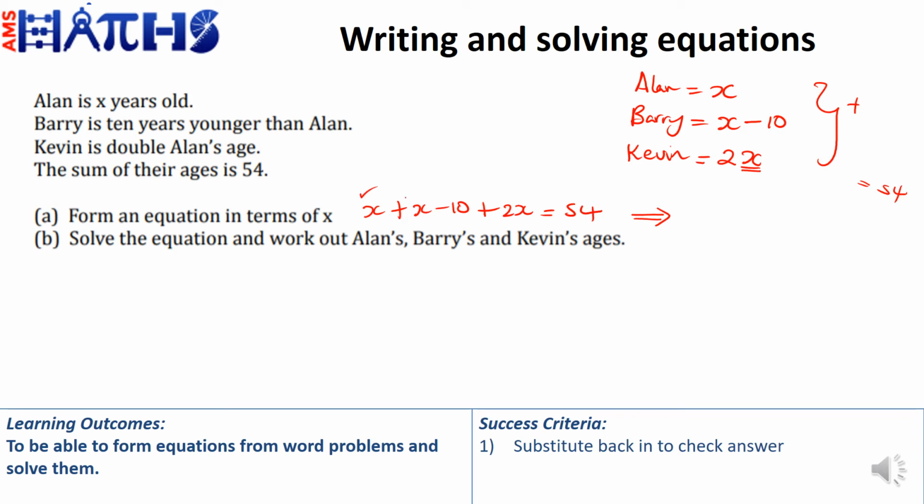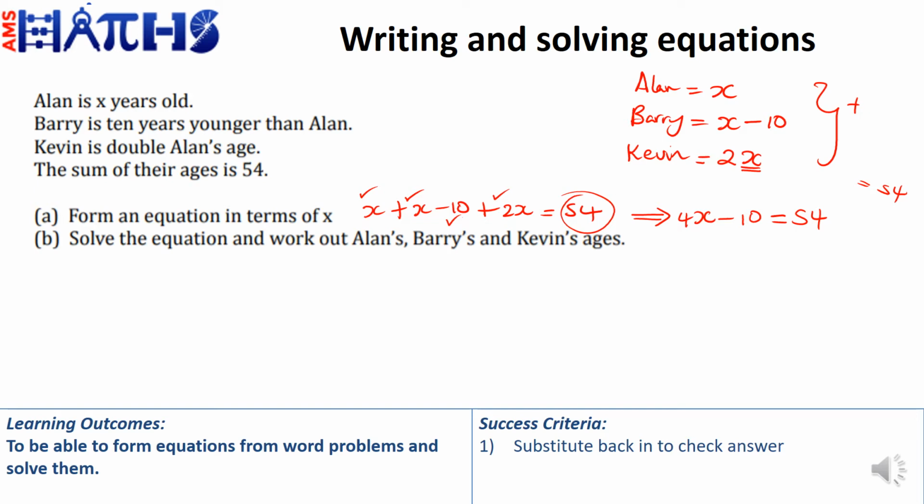1x plus 1x is 2x, plus 2x gives us 4x. So we've simplified the x's, and then we're left with the minus 10. So we need to put that back. And that is equal to 54. So when I add all their ages, it's 4x minus 10, and that is a total of 54.